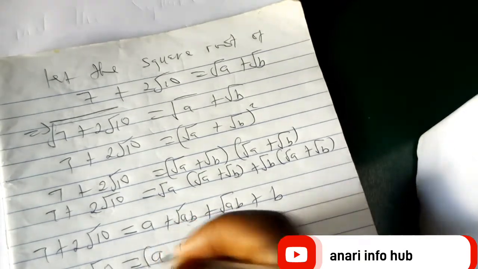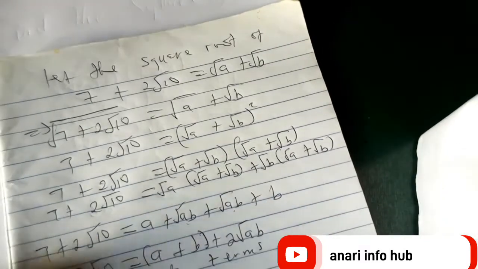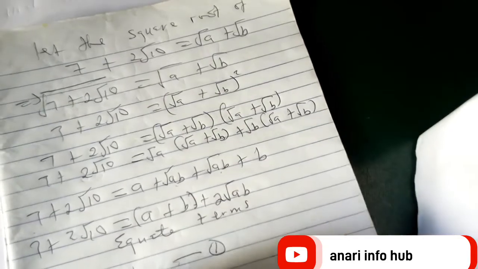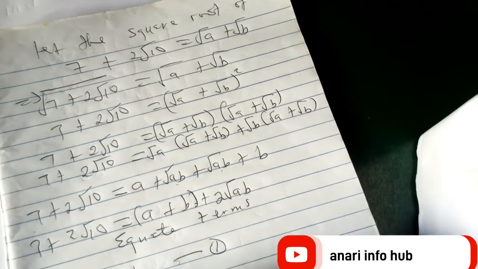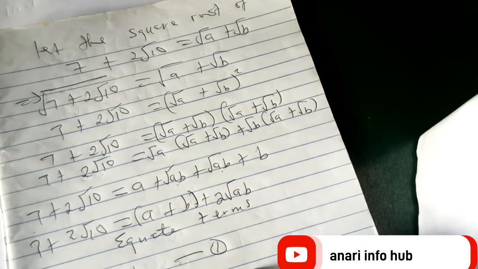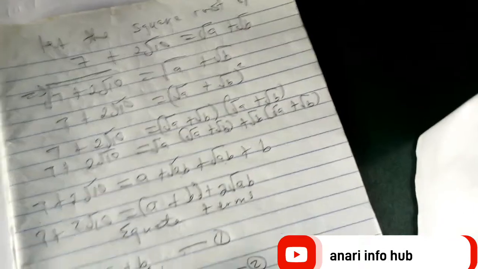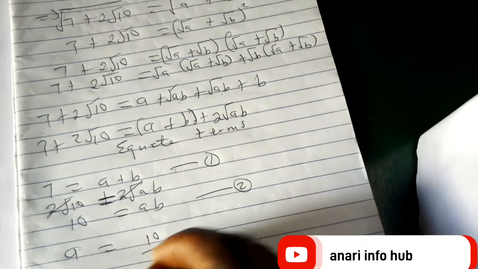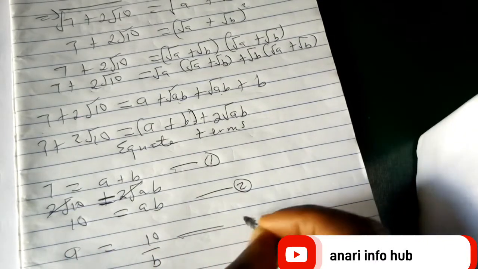Now if you equate terms, I'll put this in a bracket to make it one term. Equate this to this, you have that 7 equals a plus b. Call this equation 1. Then if you equate 2 root 10 to 2 root ab, this 2 root ab can clear off this, so we have that 10 equals ab. Call this equation 2. Now from this equation 2, go ahead and make a the subject formula. So I have that a equals 10 over b, right?